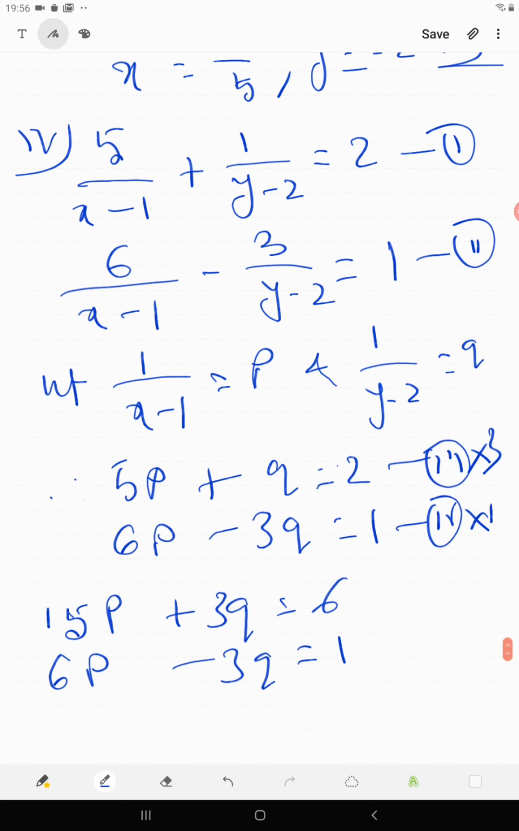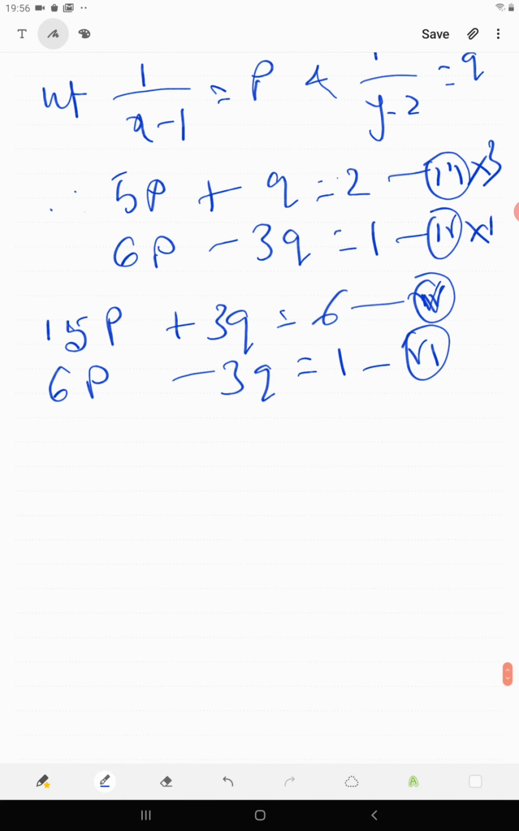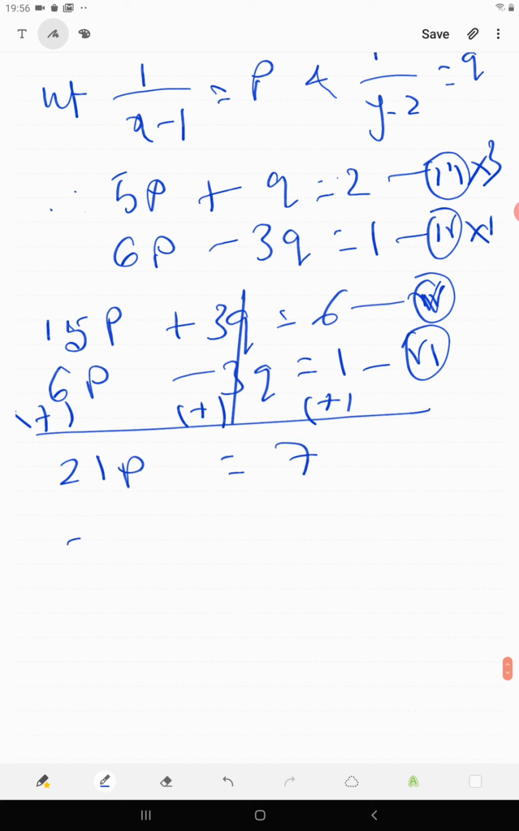Multiply 4 with 1. So this is equation 5. This is equation 6. Okay. And now add it up. So what will happen? 3q will cancel, I am adding it. So 15p plus 6p is 21p equals 7. So p equals 7 by 21. Dividing by 7, I got 1 by 3.